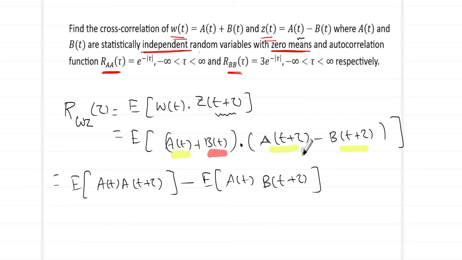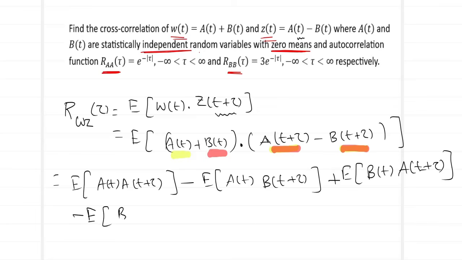Now going on with the second term, B of t goes with A of t plus tau and B of t goes with B of t plus tau. So the third term becomes, again, B with A, with positive sign, expected value of B of t, A of t plus tau. And the last quantity is plus and minus, so you will have minus expected value of B of t into B of t plus tau. Now we will have to recollect the formula for our autocorrelation.